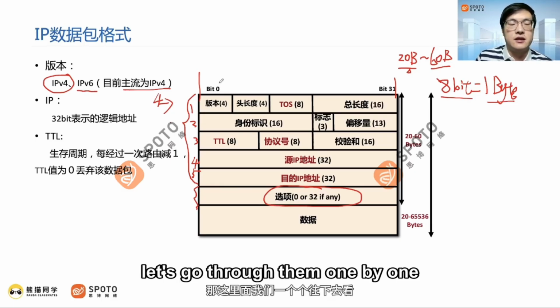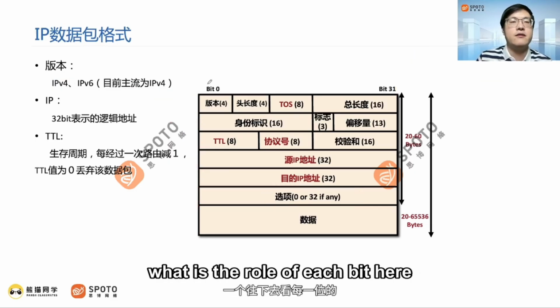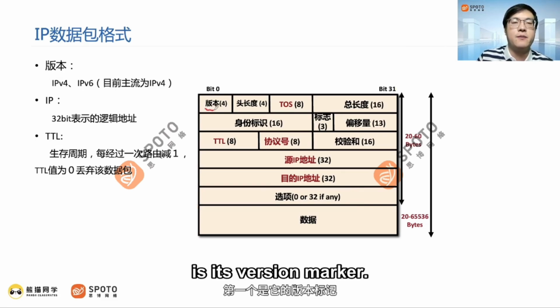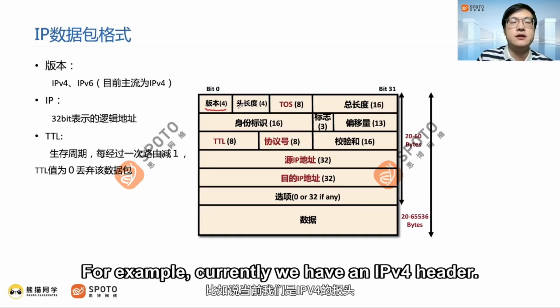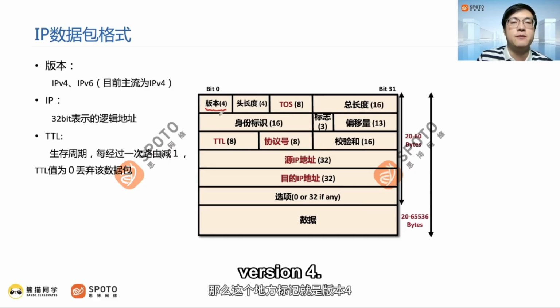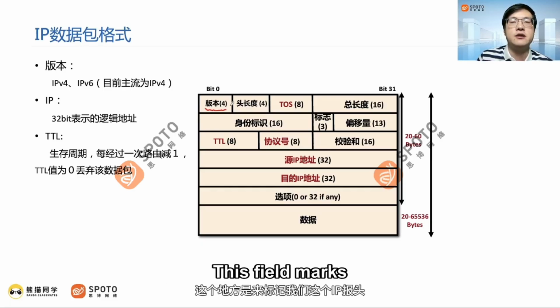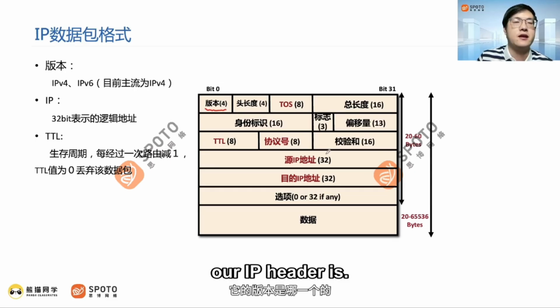Let's go through them one by one. What is the role of each field here? The first is the version marker. Currently we have an IPv4 header, so this field indicates version 4. If it's IPv6, this field would say 6. This field marks which version our IP header is.